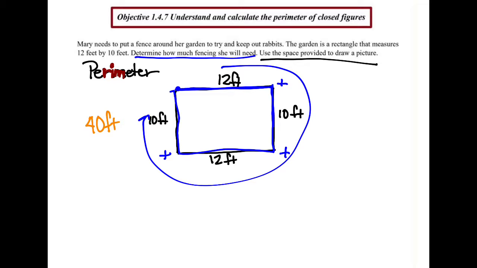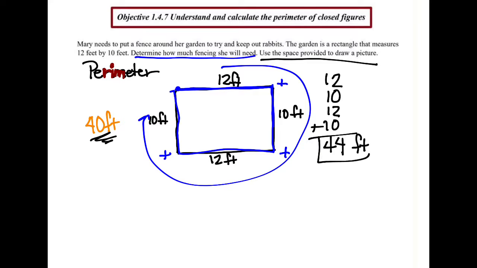Okay, let's do this. We got a whole bunch of different ways we could do it, and I'll show you a few. So we just do 12 plus 10 plus 12 plus 10, right? Add them all up. So 2 plus 0 plus 2 plus 0 is 4. And 1 plus 1 plus 1 plus 1 is 4. And it's close to our 40 feet, so I think we're good. So we need 44 feet of fencing around the garden. Okay, so that's one way.